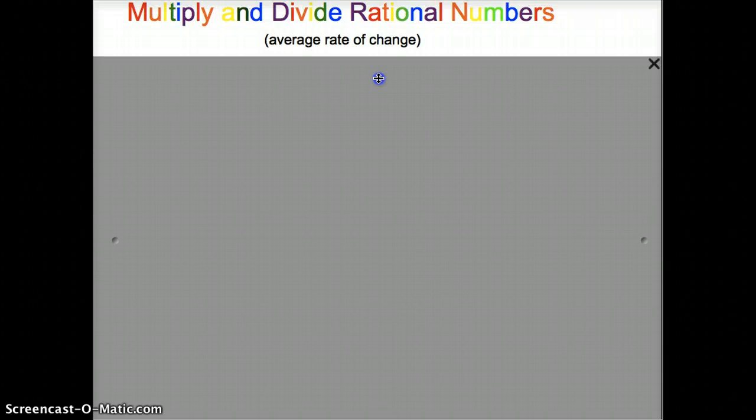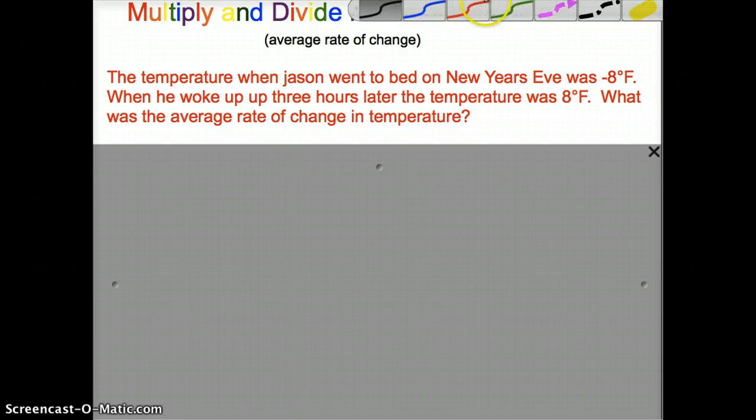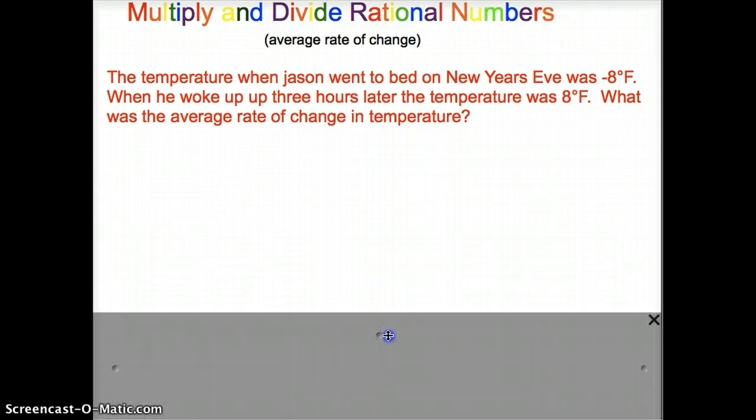Here's an example that we'll give you. The temperature when Jason went to bed was -8 degrees on New Year's Eve. When he woke up 3 hours later, the temperature was 8 degrees Fahrenheit. What was the average rate of change in temperature? Okay, now remember our definition. You find the first number, which is this, and our second number, which is this, and you divide it by the amount of time or other unit, which is this.